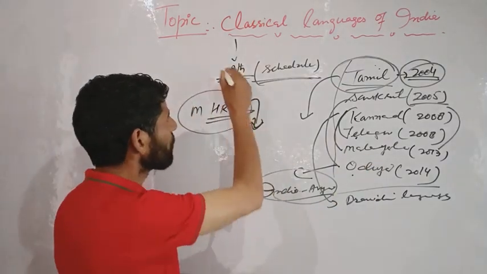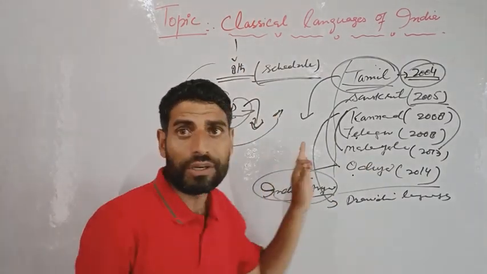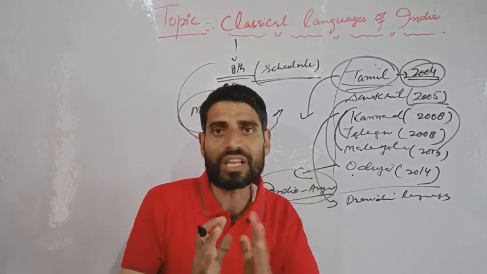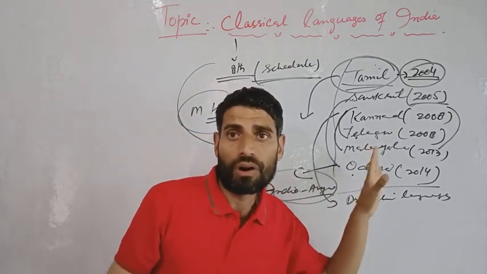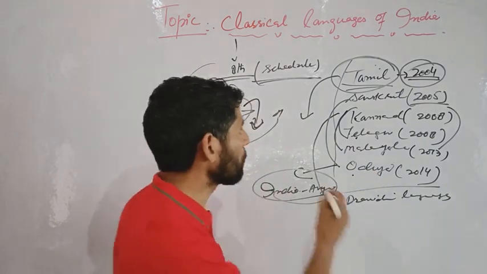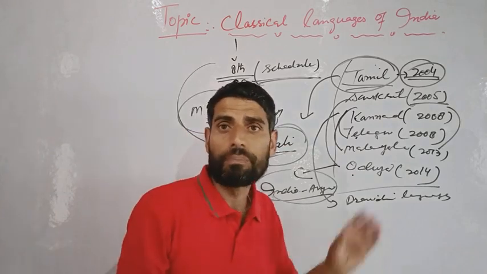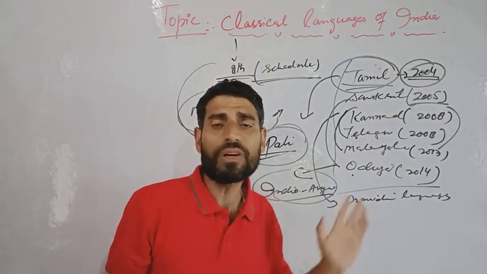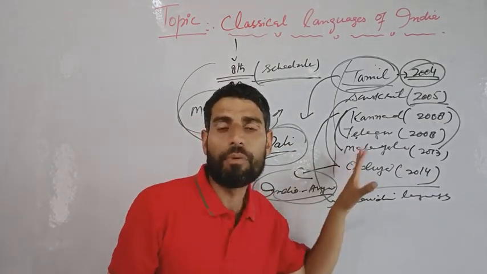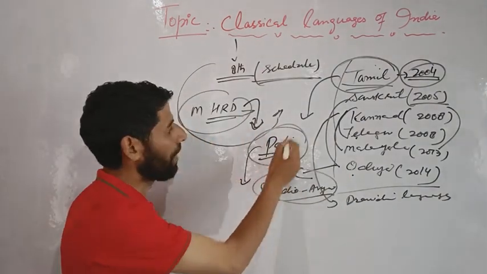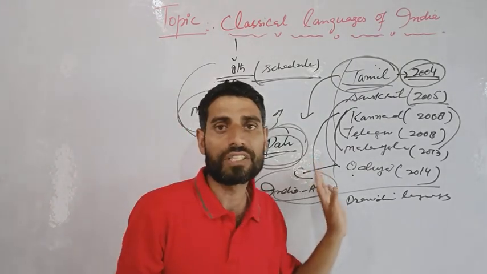Now we see that the Government of India is criticized for not including Pali as a classical language, as experts have argued it fits all the above criteria. This is one of the oldest languages of India, Pali.